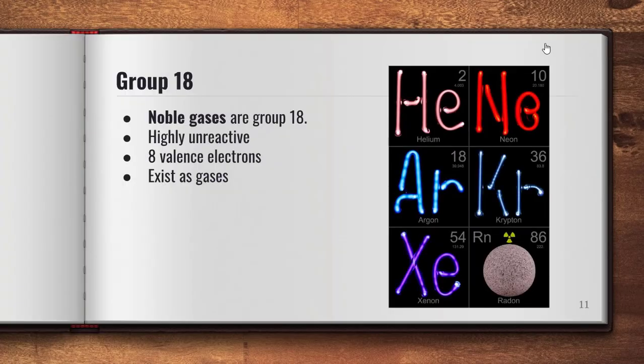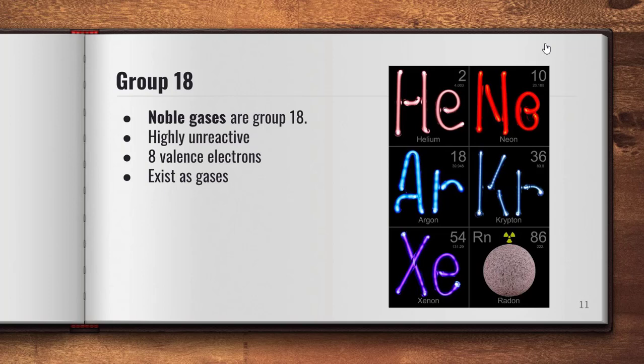And the last group is group 18, and these are known as your noble gases. And noble gases typically are very unreactive. The reason for that being is that they have 8 valence electrons in their outermost shell. They do not want to gain or lose any, so most of the time they don't chemically bond with anything else. You'll also find that most of these elements exist as gases.